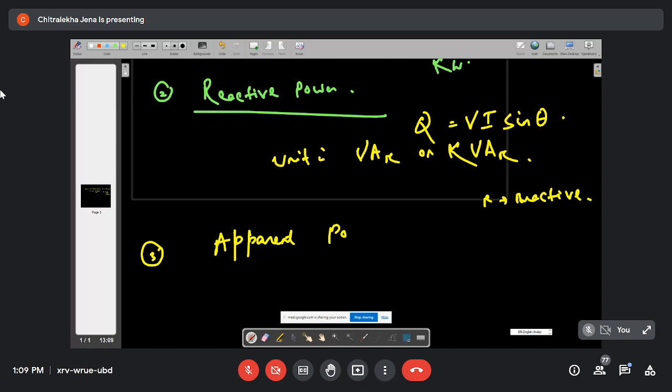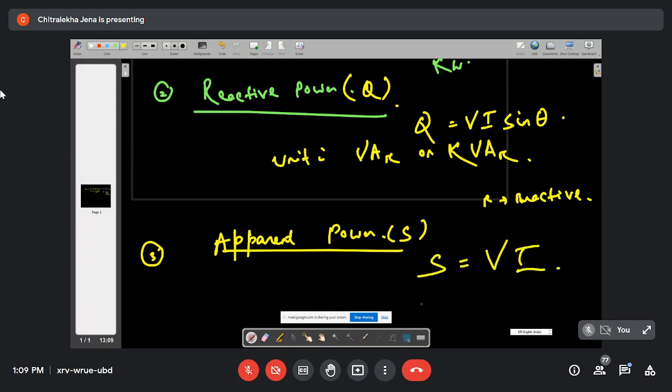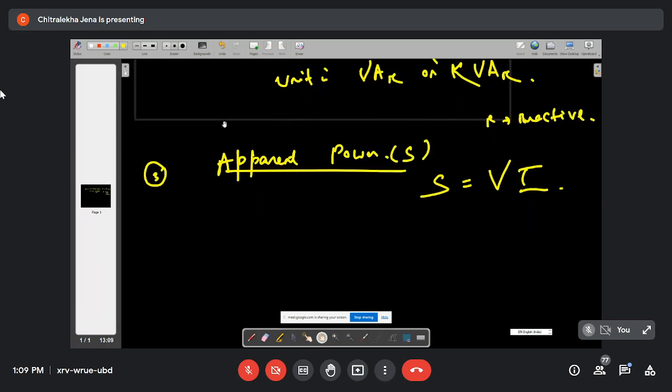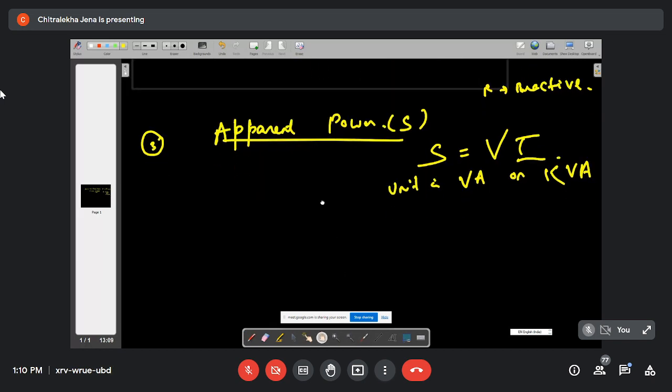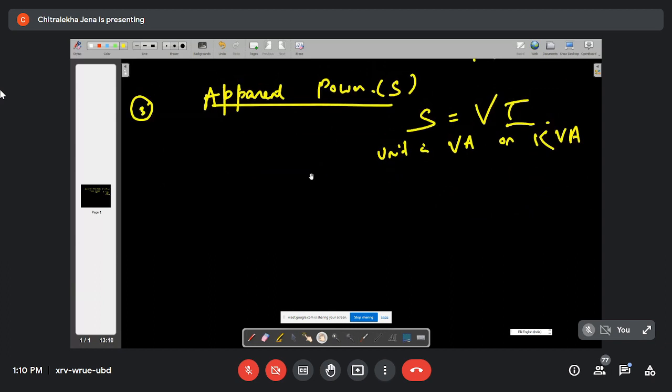Apparent power is denoted by capital S. So this S is equal to the product VI of voltage and current. What is the unit of this one? Unit is volt ampere, VA, or kilovolt ampere. Am I clear? These types of power I have discussed. Now next come to the last one.